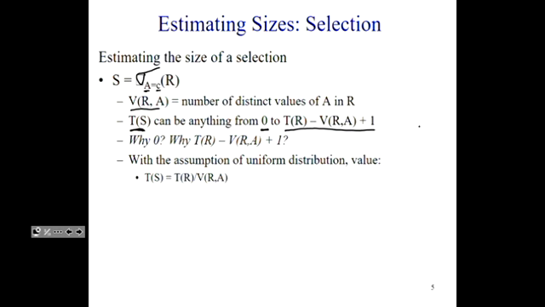Why these numbers? Why would it be 0? This is an easy one. Is there a case where after selection the result is 0? Yes, there are no values corresponding to C. Your selection is A equals C, but if there's no tuple with A having value C, then T of S is going to be 0.